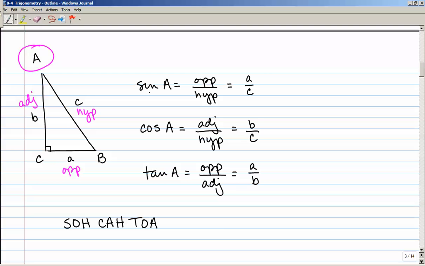So sine is opposite over hypotenuse. In this case, it would be little a over C. Cosine is adjacent over hypotenuse. So adjacent is B, so that would be B over C. And tangent is opposite over adjacent. So that would be A, which is opposite, over B, which is adjacent. The way that we have to remember this is using the term SOHCAHTOA. Sine is opposite over hypotenuse. Cosine is adjacent over hypotenuse. Tangent is opposite over adjacent.